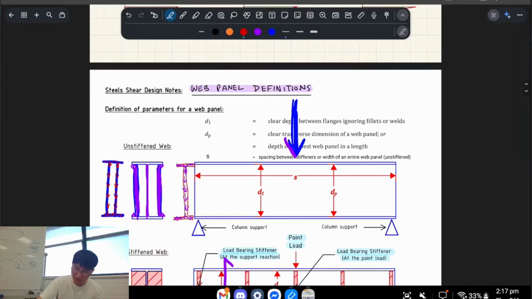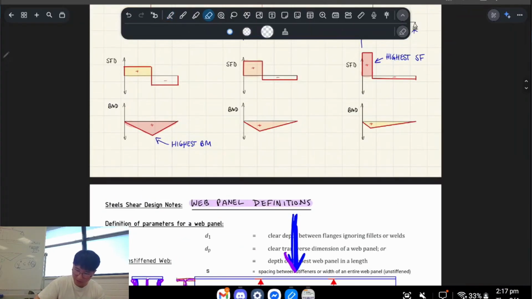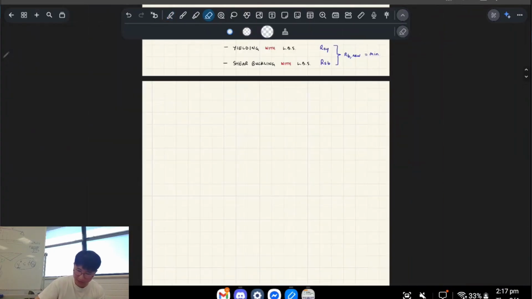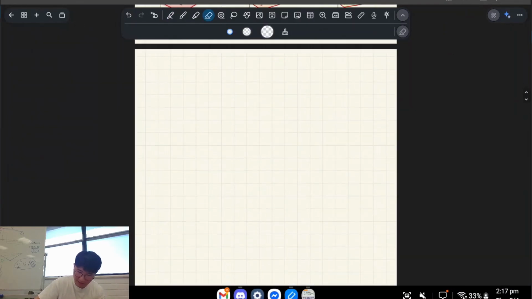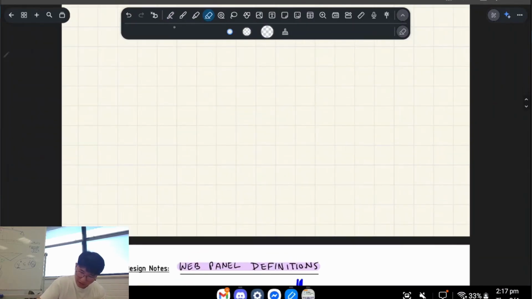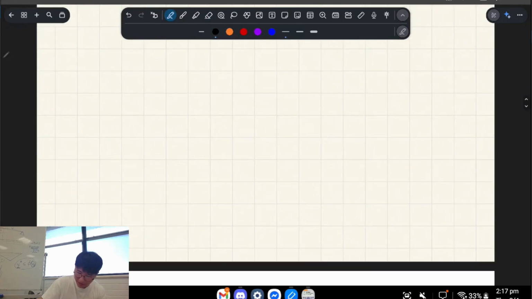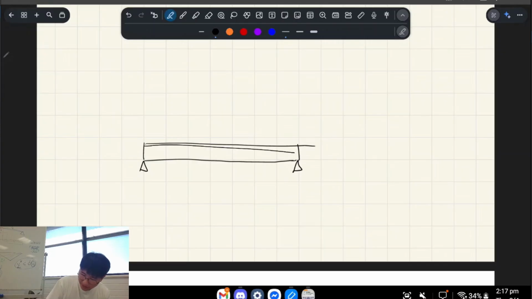And this is important because when I was designing something as a structural engineer grad, right? Okay, I'll tell you the exact scenario that happened. Well, I'll try to simplify it. So we had a beam, okay, and we had a really, really high point load here, okay?